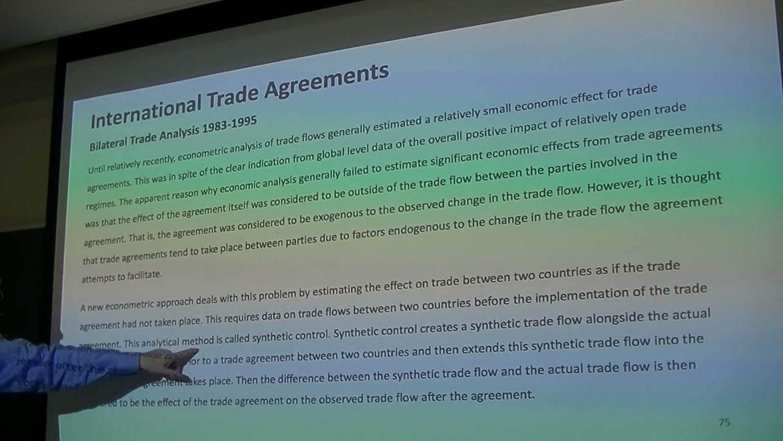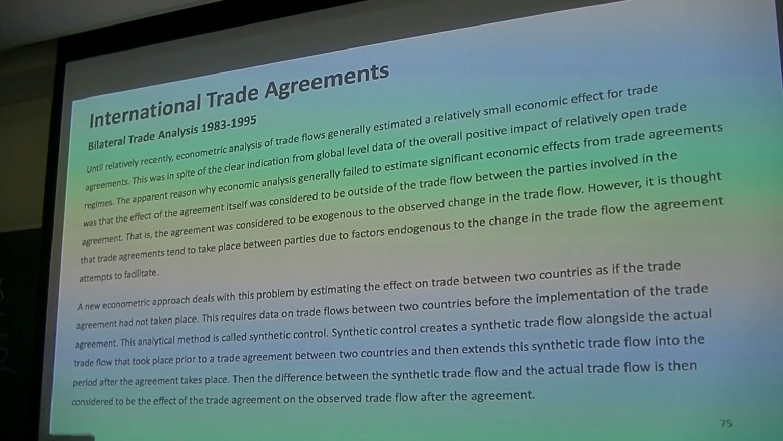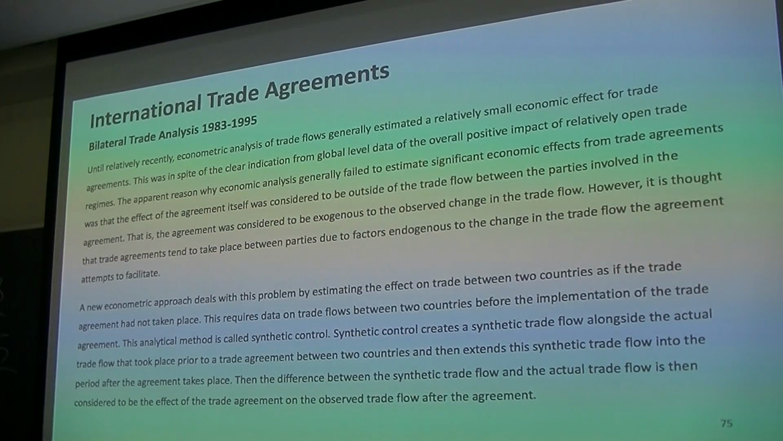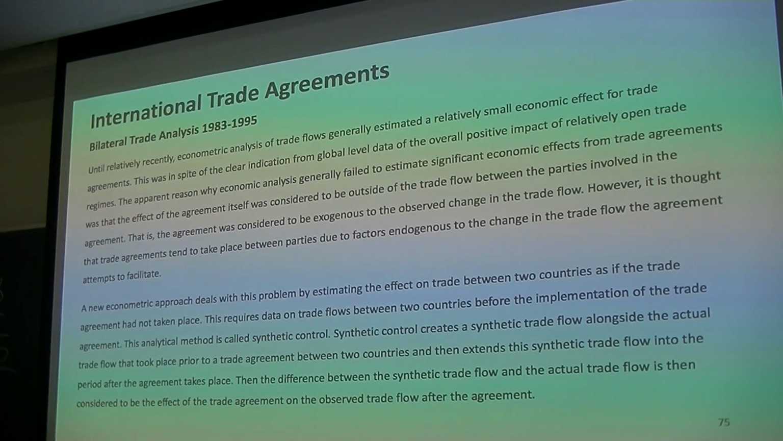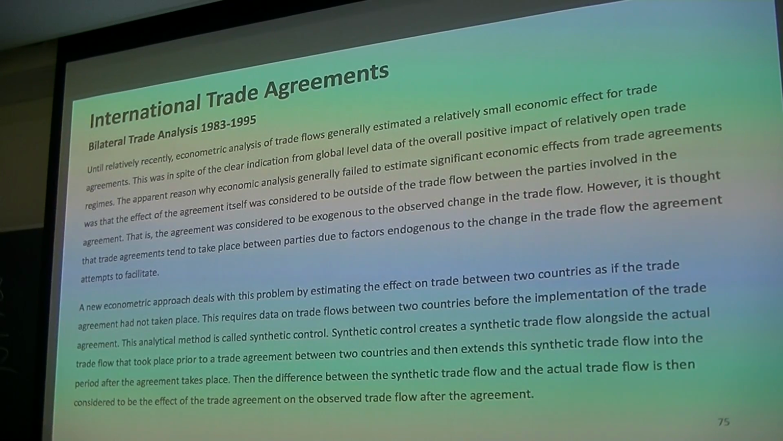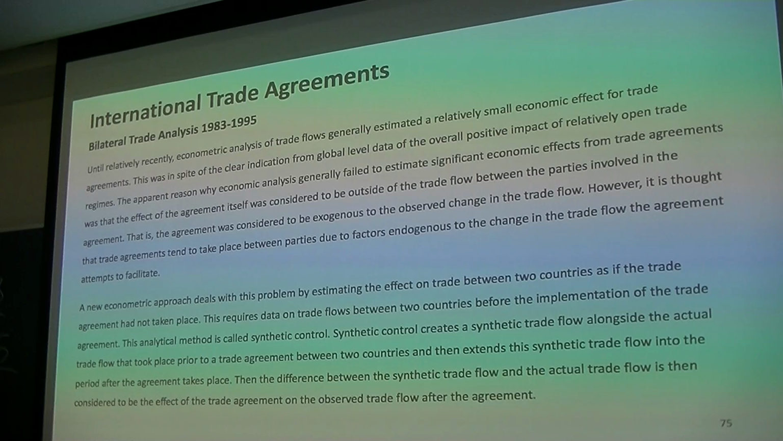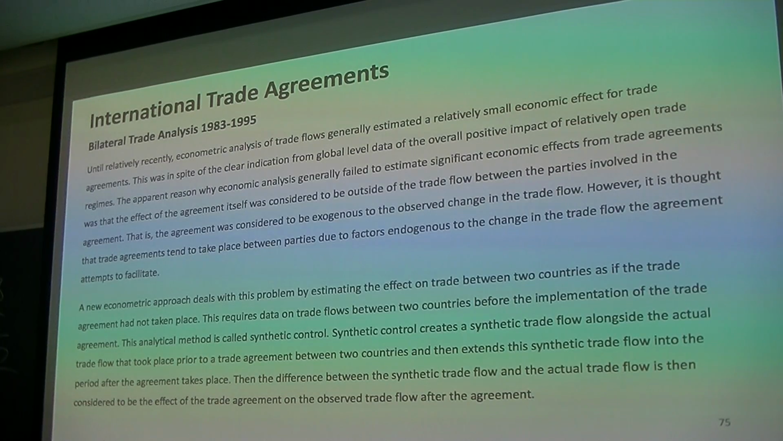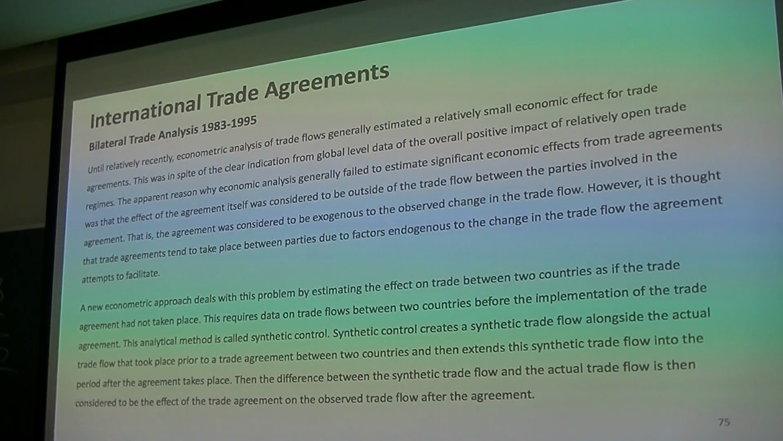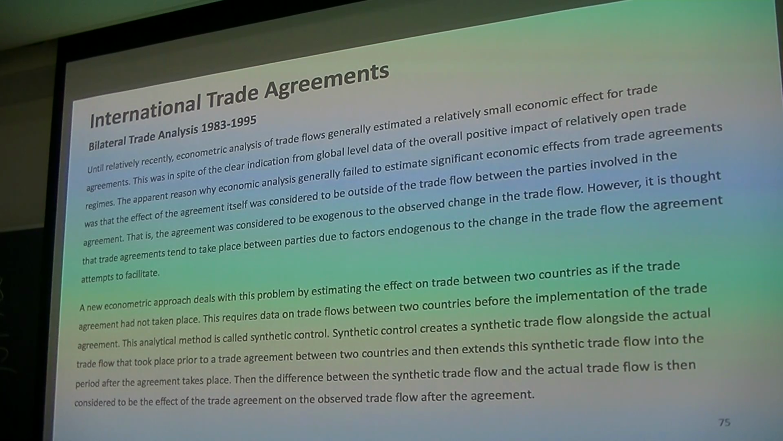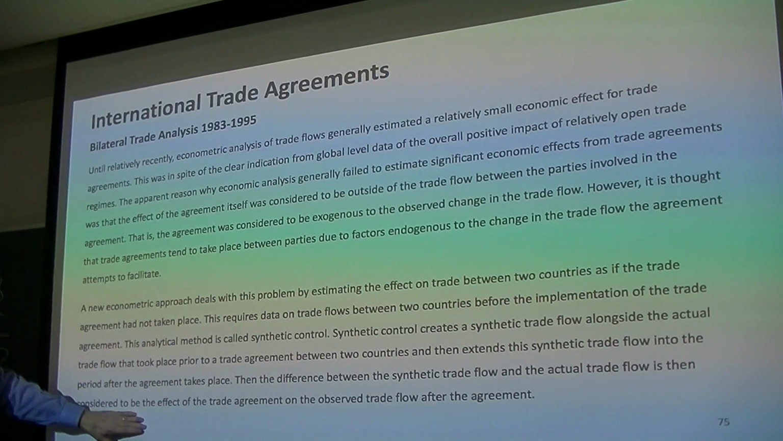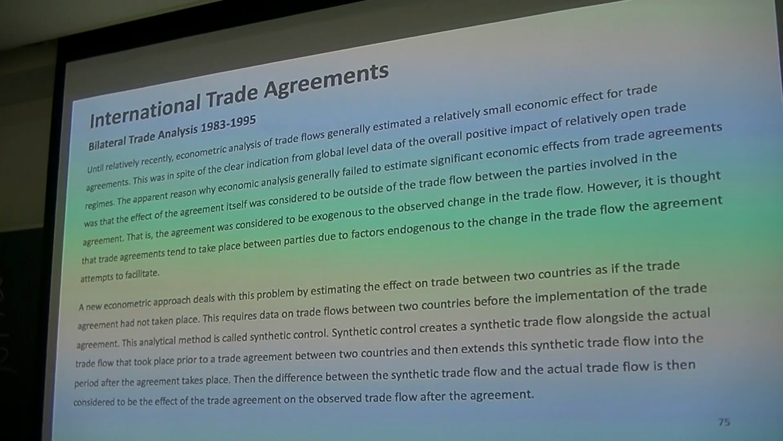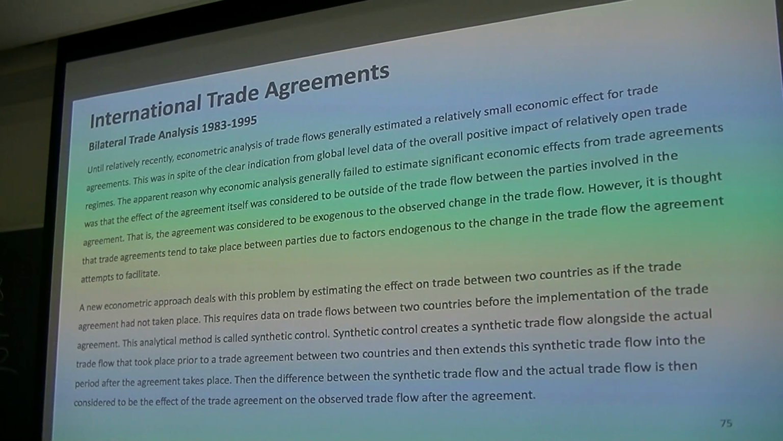That's called a synthetic control. Then we say, okay, this is what we estimate would have happened had it not taken place, which is different from assuming that all of the change is the effect of trade. So now we can look at the change from what would have happened if the agreement had not taken place to what happened when the agreement actually did, and make an estimation of the actual effect on trade flow.